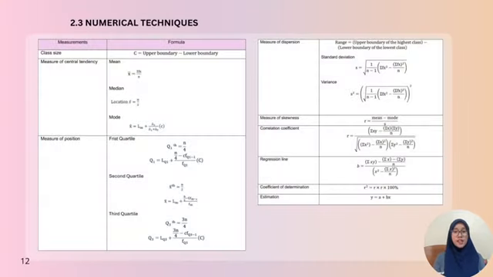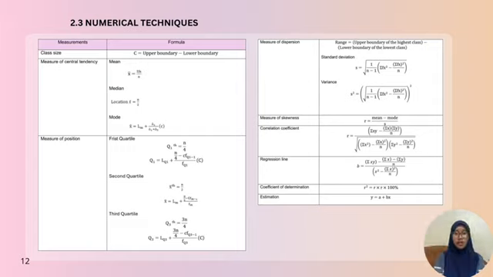Numerical techniques help summarize, describe, and analyze data using numerical values. First, measures of central tendency such as mean, median, and mode are used to determine the center or average of the data. Next, measures of position including the first quartile, second quartile, and third quartile are used to identify the position of data values within the distribution. Measures of dispersion such as range, variance, and standard deviation show how spread out the data is. Measures of skewness are used to describe the shape of the data distribution.